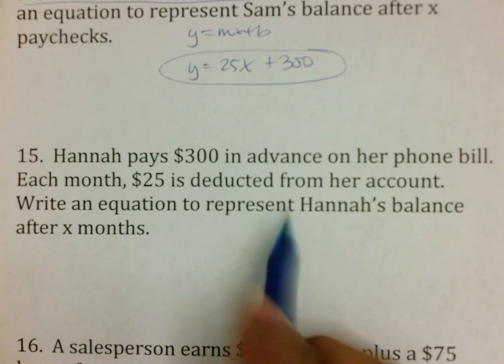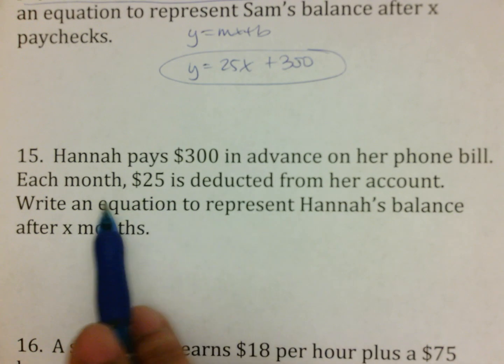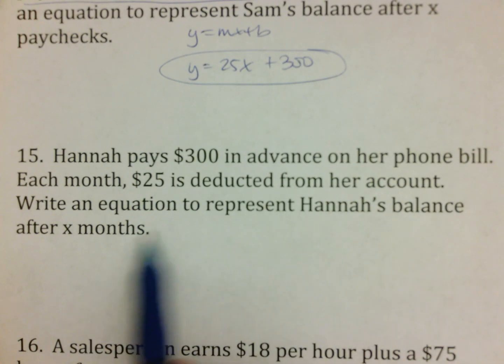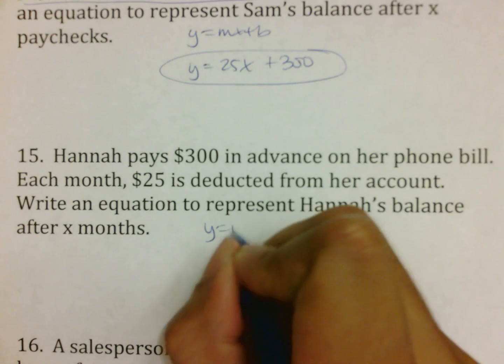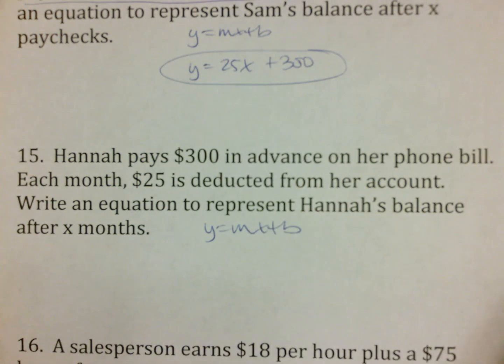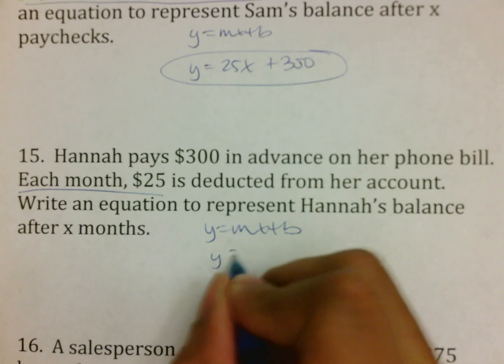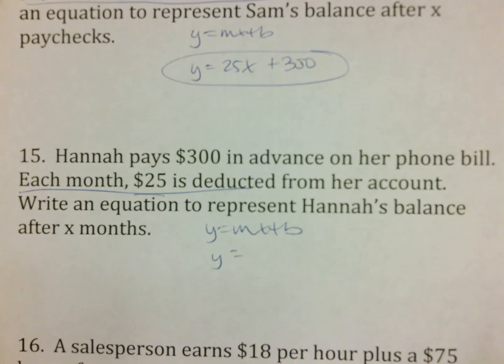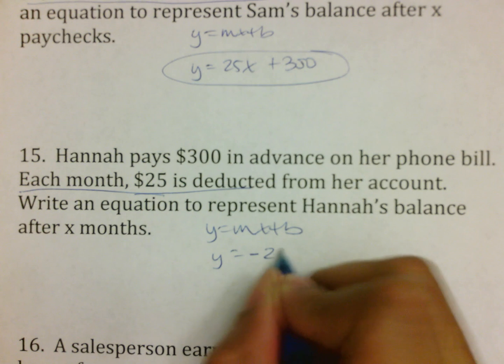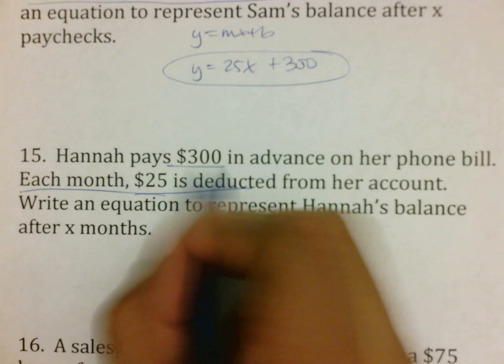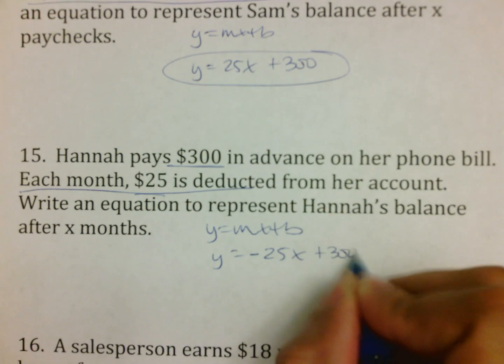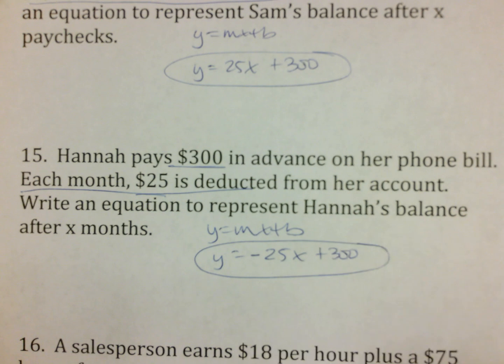Hannah pays $300 in advance on her phone bill. Each month, $25 is deducted from her account. Write an equation. Again, you're talking y equals mx plus b. In this situation, each month $25 is deducted, but again, you must read. Don't just get the 25 and put down 25x, because if $25 is deducted, remember that deducted means it is taking away from the 300, so that would actually be a negative 25x, and then 300 is in the account already, and so that is your starting point there.